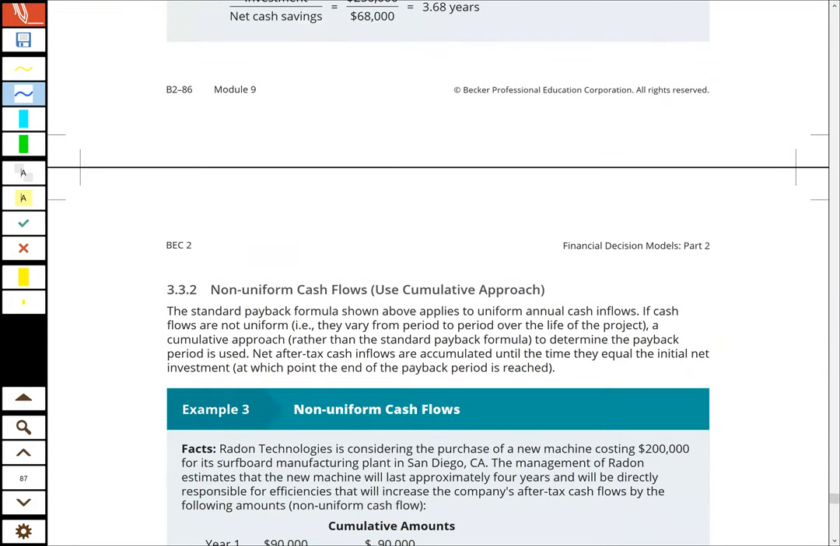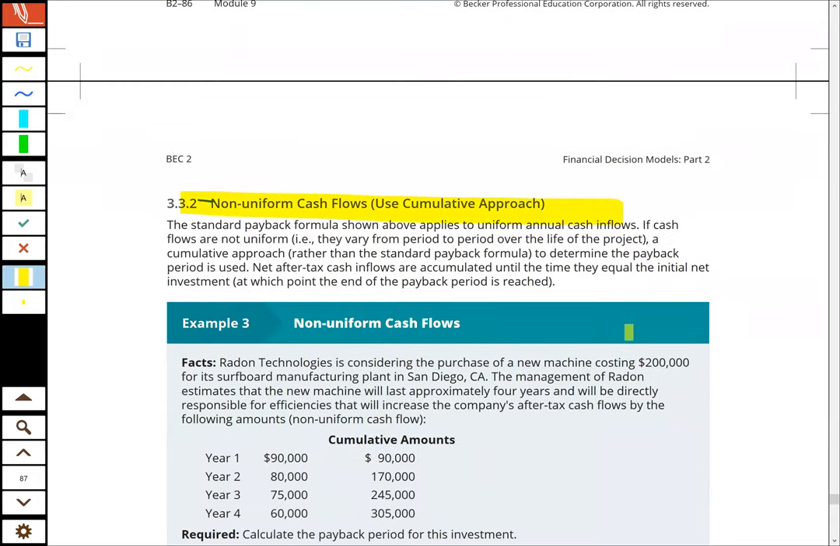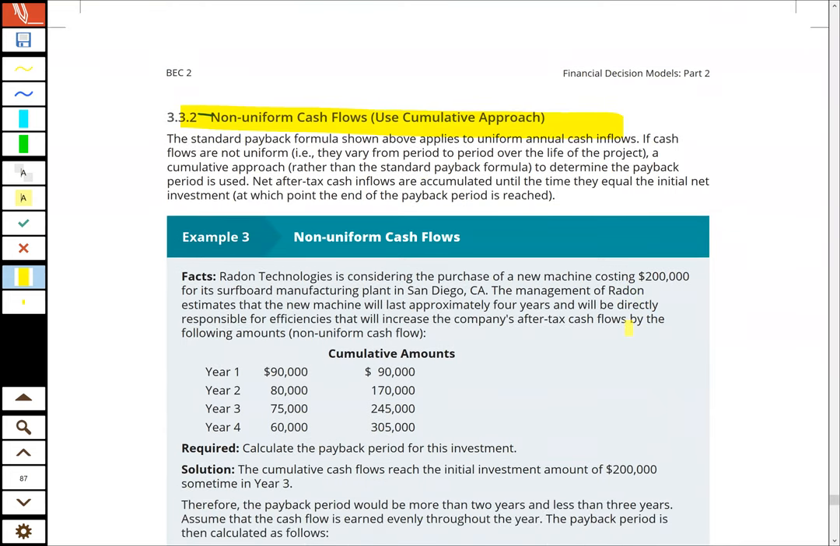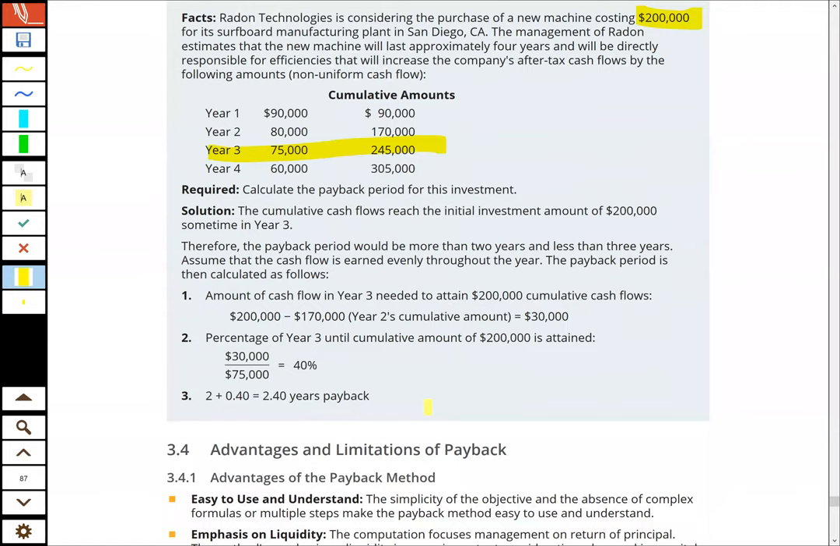Now, if you have uneven, non-uniform cash flows, it's much easier to adjust for that with the payback period, because you just wait until you've accumulated enough money to cover the initial cost of the project. So if the initial cost was 200,000, this project is going to pay back, with uneven cash flow, sometime in year three. So it's a lot easier to adjust for non-uniform cash flows under the payback method than it is under internal rate of return.